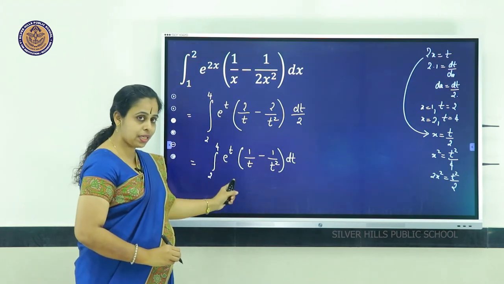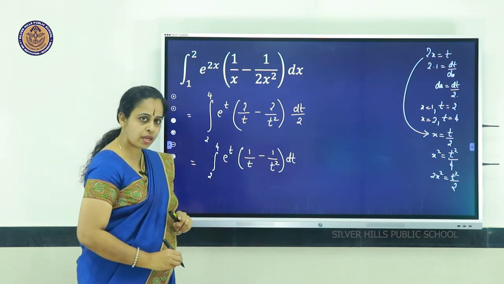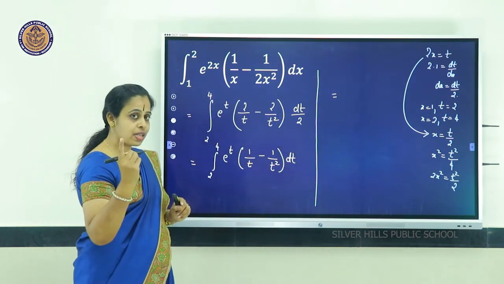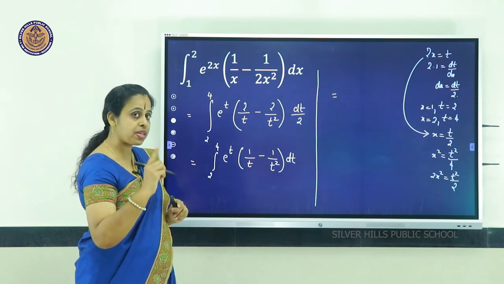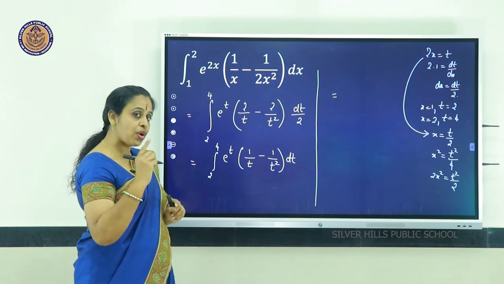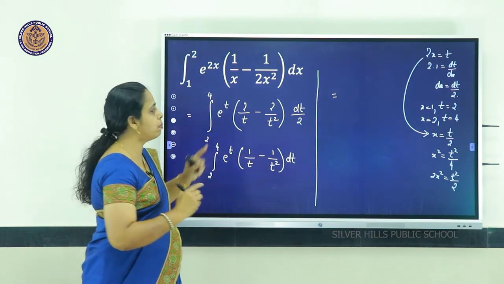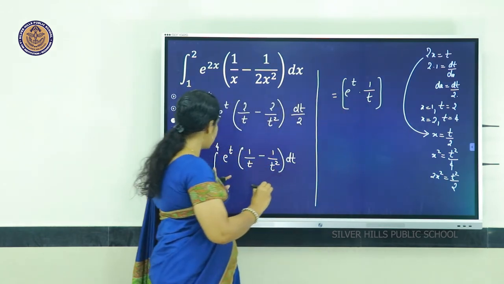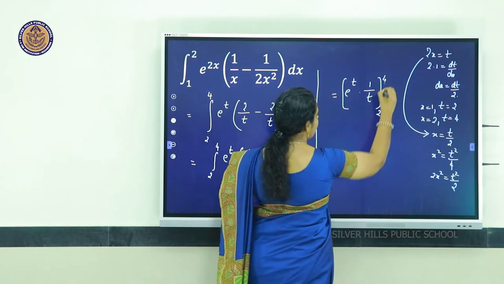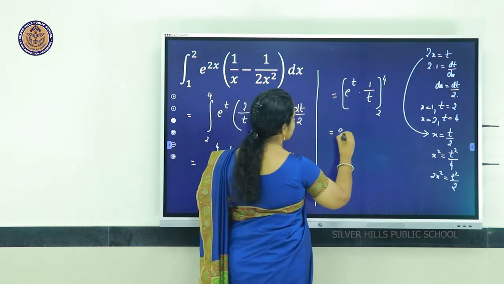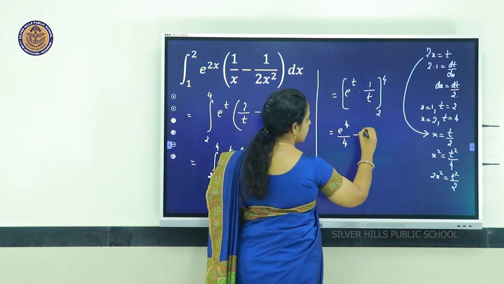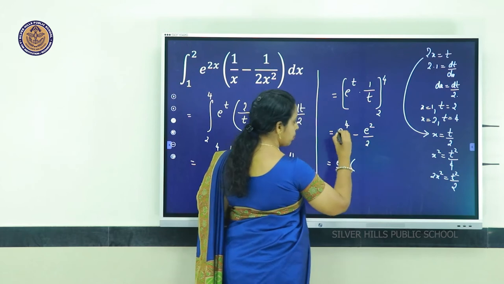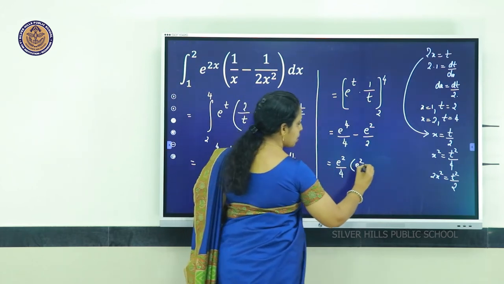Now, is it of the form which we learnt earlier? Yes, 1 by t. Its derivative is minus 1 by t square, isn't it? So, what was the result? Integral e raised to x into fx plus f dash x will be equal to e raised to x into fx. So, e raised to t into 1 by t, under the limits 2 to 4. Giving the upper limit, e raised to 4 by 4 minus e raised to 2 by 2. Let us take e square by 4 outside, remaining here e square, then minus 2.